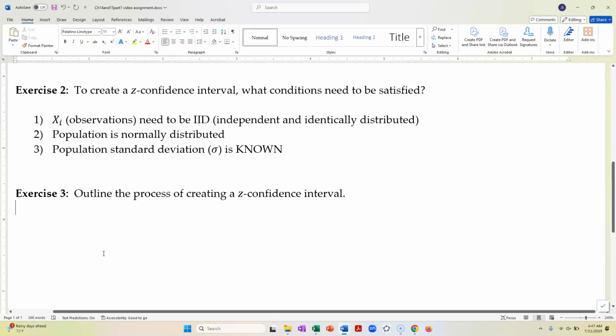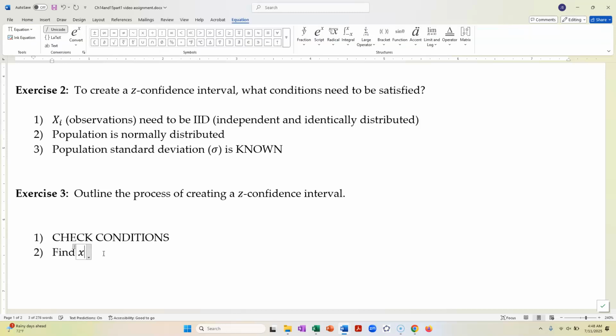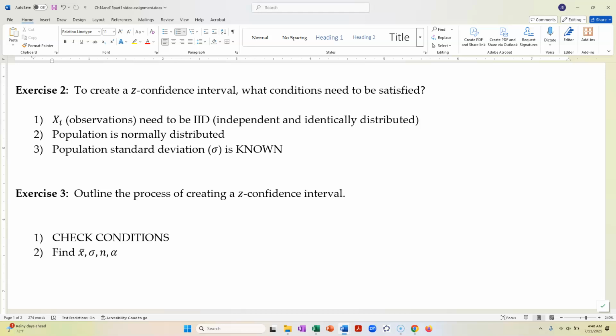Outline the process. So first, we should check conditions. And I say that a bit tongue-in-cheek, because we should always do that before we're actually doing it. And then when we go on to create the interval, we need to find x bar, which is the sample mean. Sigma, we need to figure out what that is. n, which is our sample size. And then we also need to know what alpha is, our significance level, because then our confidence is 1 minus alpha.